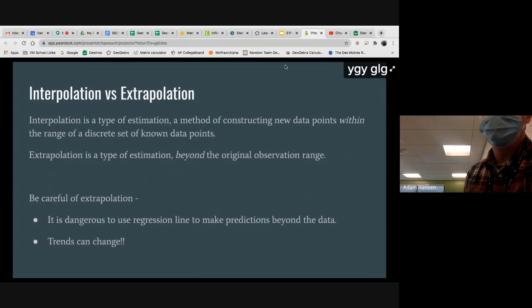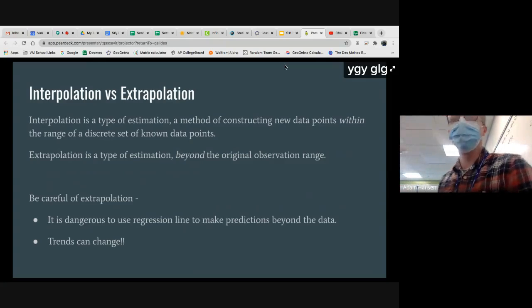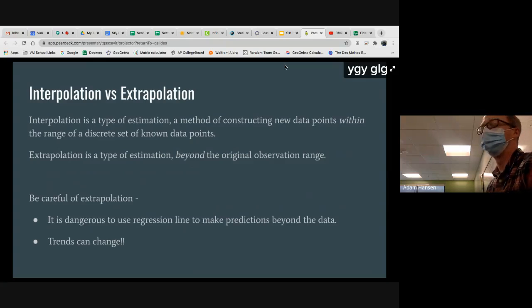One last thing here, interpolation and extrapolation. Be very wary of making predictions using extrapolation. Interpolation is making predictions within our set of data. Extrapolation is making predictions beyond our data. Typically, making a prediction beyond our given data, extrapolation, will be very dangerous. Because I don't know what's going to happen. Trends can change. Who knows what happens beyond the data I've collected? Let me give you an example of that.